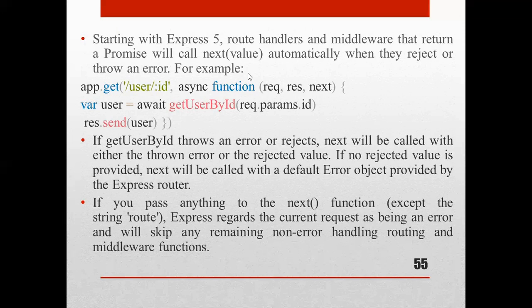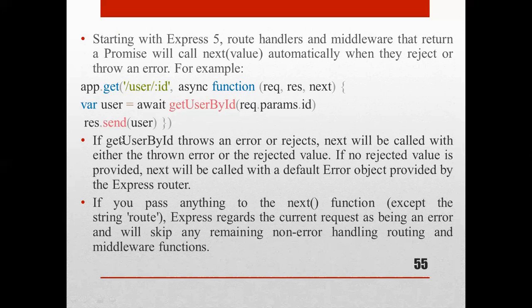Okay, see the example for that here. A get function with the path /user/:id. See the asynchronous function, preceded by the async keyword, consisting of the parameters request, response and next. So where user is equal to await, we have to wait for this: await getUserById with request.params.id, and response.send(user).